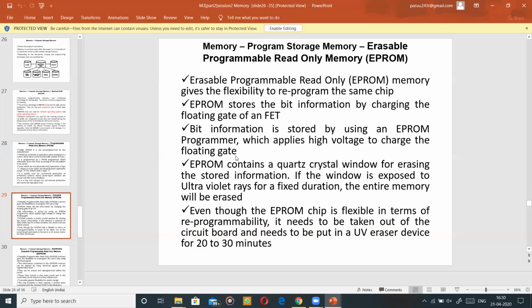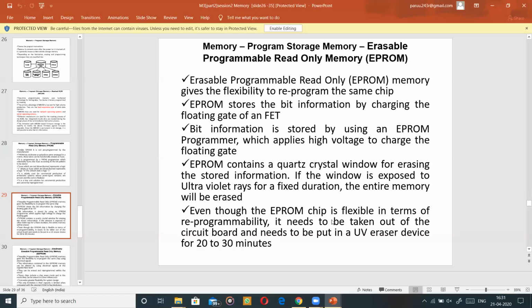Even EPROM we have come across. You can remember, we can erase it as many times as we want. EPROM contains a quartz crystal window for erasing the stored information. So that IC will have a small crystal window, and that window should be exposed to ultraviolet rays for a fixed duration. The only thing is, if you do that, the entire memory will be erased. When you expose it to the ultraviolet rays, it gets completely erased.